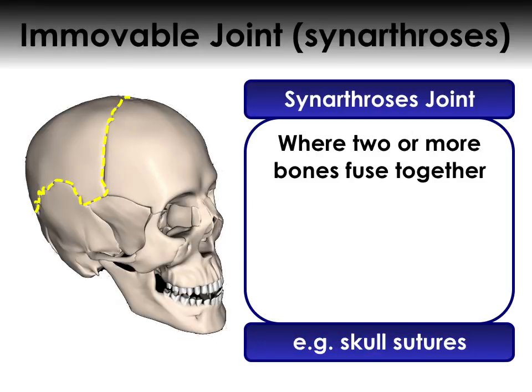Again, these types of joints are where two or more bones fuse together. A classic example is the skull sutures. So you've got different bones that make up the skull, and where those different bones meet are immovable.